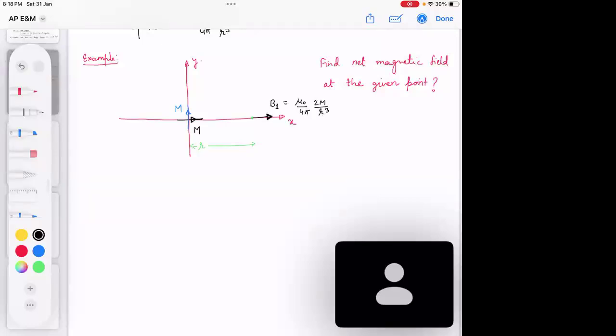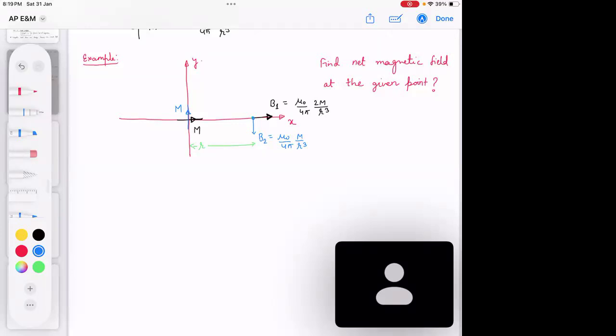Okay. For the blue dipole, the point is equatorial. And at the equatorial point, the magnetic field is in the opposite direction of the dipole. So that's why the direction I have drawn is opposite to the dipole direction. Okay. So B2, how much will it come? Mu naught by 4 pi, m by r cube.